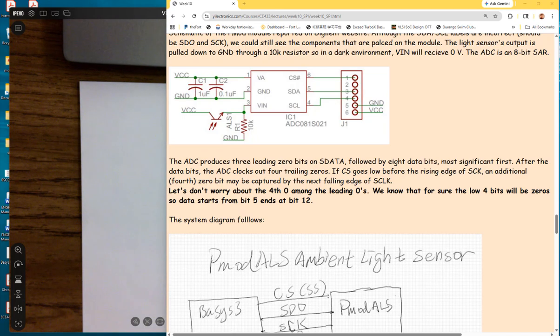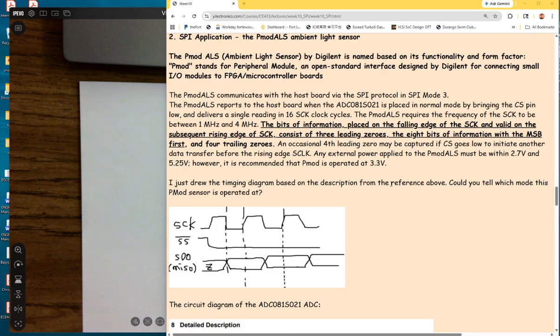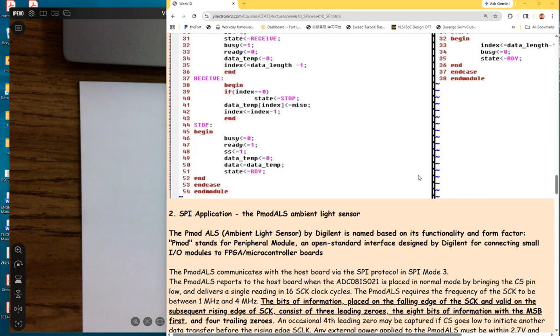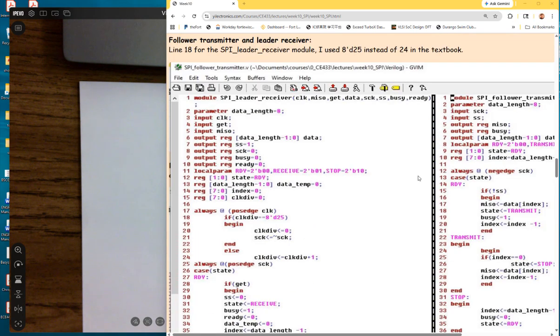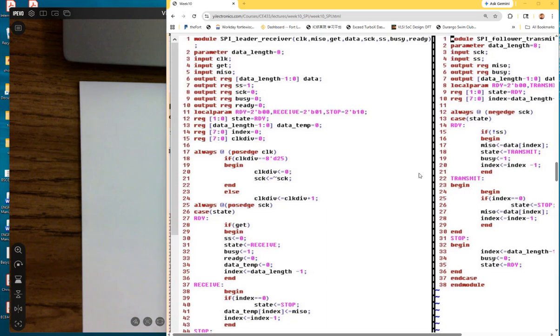All right, and SCK of SPI is defined by what? By the leader, right? By the FPGA. Could you just go recall that when we talked about it on Tuesday? We are looking at what? Leader receiver, leader transmitter, follower receiver, follower transmitter. Which one are we looking at?